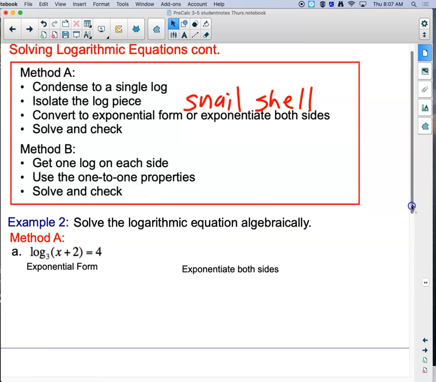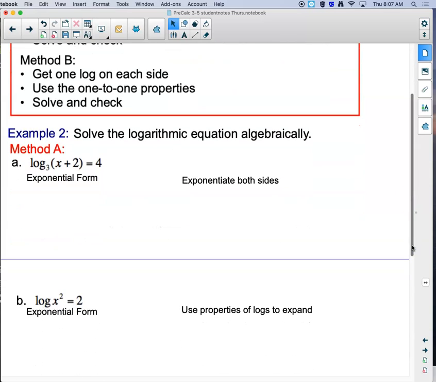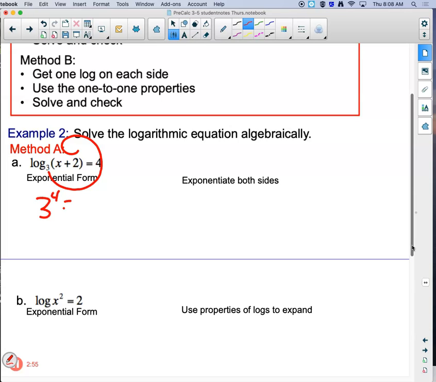So, example 2. Solve the logarithmic equation algebraically. And using method A would be putting this in exponential form. So the first thing you do is you check to see, is the logarithm isolated on one side? And it is. There's nothing but logarithm base 3 of the quantity x plus 2 on the left-hand side. So by exponentiating, which is snail shelling here, we'll have 3 to the 4th equals x plus 2.